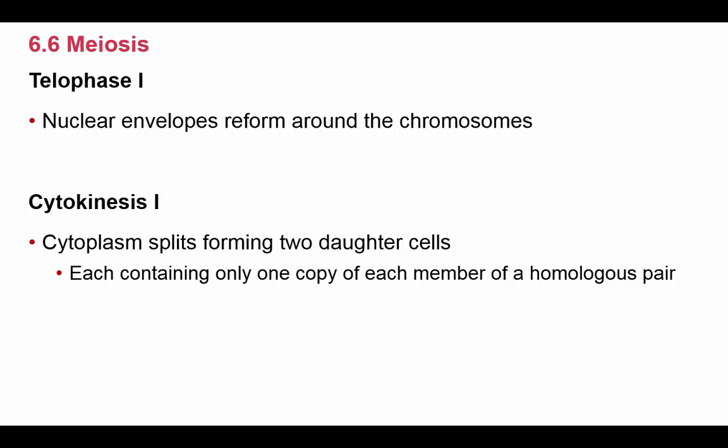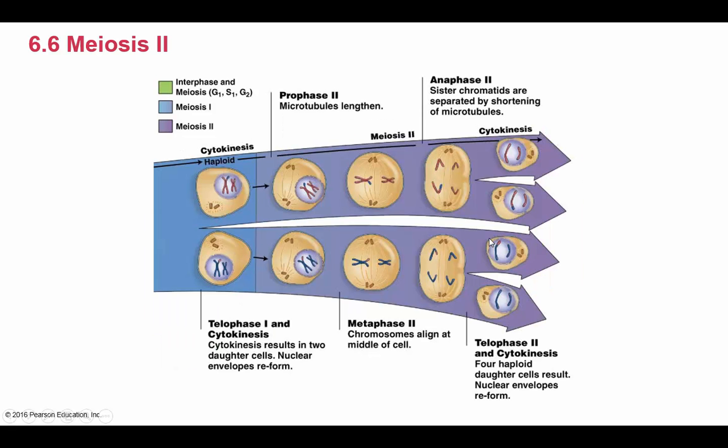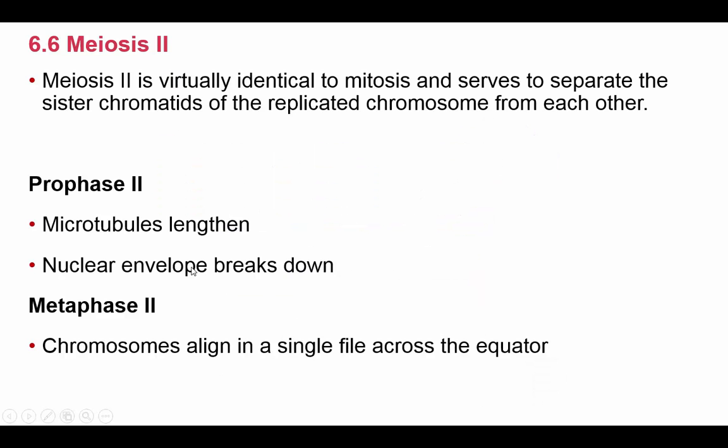So at the end of meiosis 1, we have two cells that are genetically different from each other, and you can see here. So this is prophase 1, homologous pairs pair up and they cross over. Metaphase 1, they randomly align the pairs in the middle. Anaphase 1, where the pairs split. And then telophase 1 and cytokinesis 1 that splits into two cells. But again, we're not finished because the cell then goes through meiosis 2.